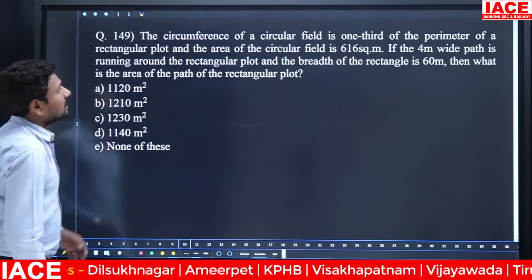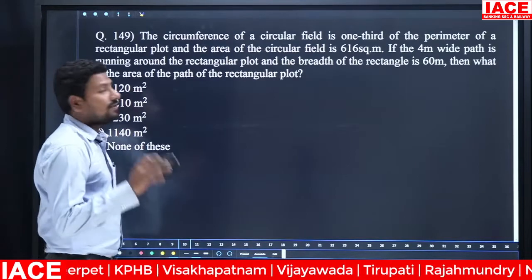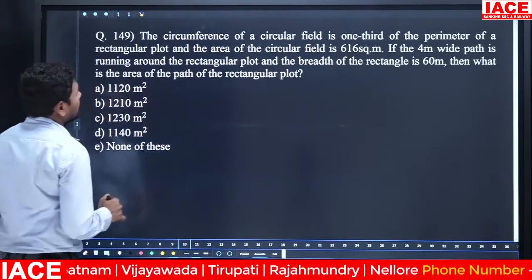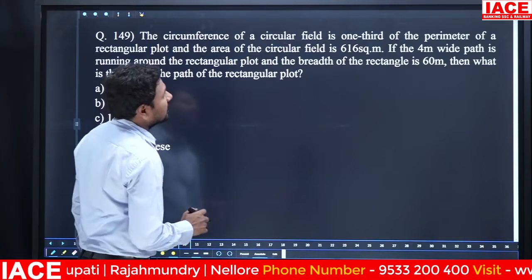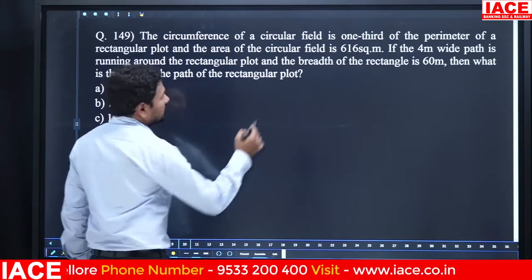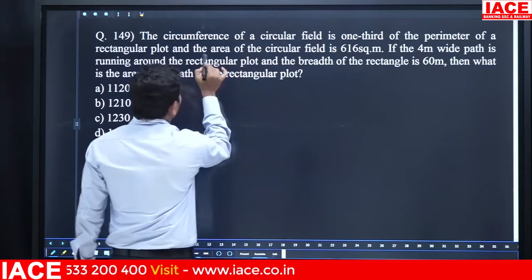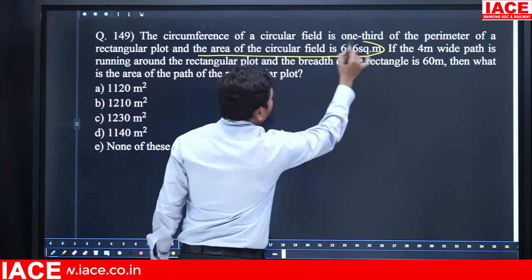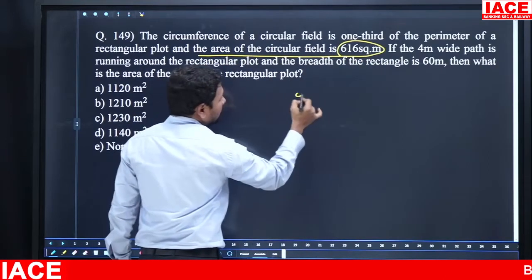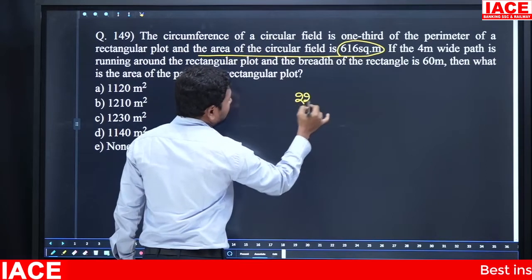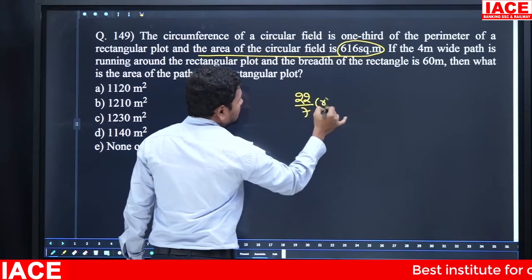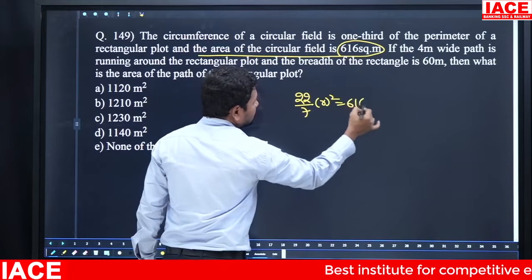Next, the circumference of a circular field is 1/3 of the perimeter of a rectangular plot, and the area of the circular field is 616 square meters. The area of the circular field is clearly mentioned: 616. Pi r squared, pi r squared means 22 by 7, r squared is equal to 616.